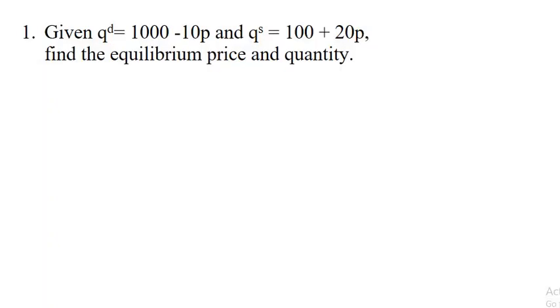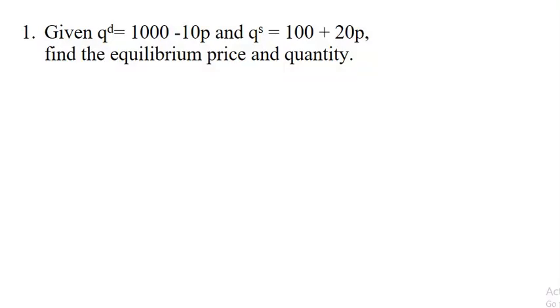Today we'll be looking at how to find equilibrium price and quantity in economics. So stay with me. Let's look at the first question here. Given QD equals 1000 minus 10p, let me underline it for you. This is the equation for quantity of demand. And Qx equals 100 plus 20p. This is the equation for supply. Now the question says, find the equilibrium price and quantity.